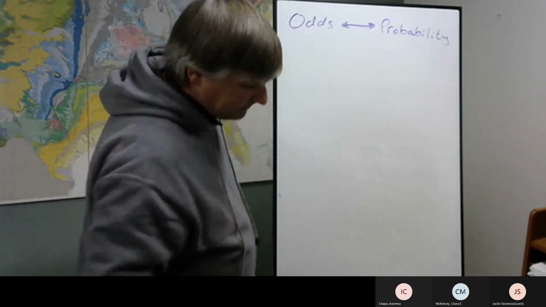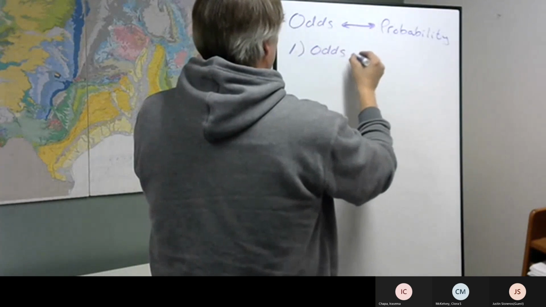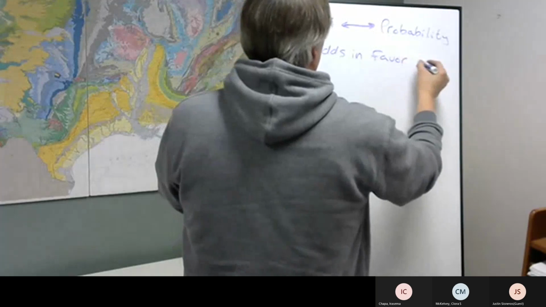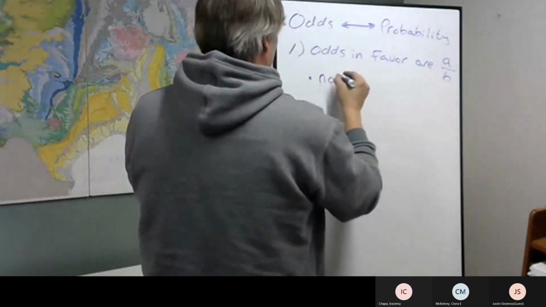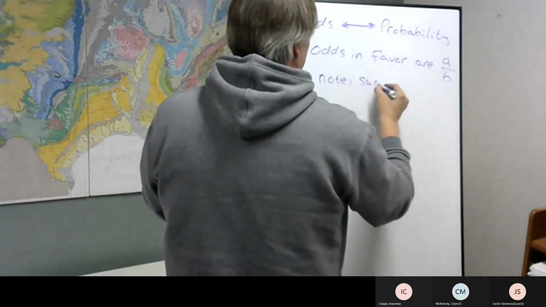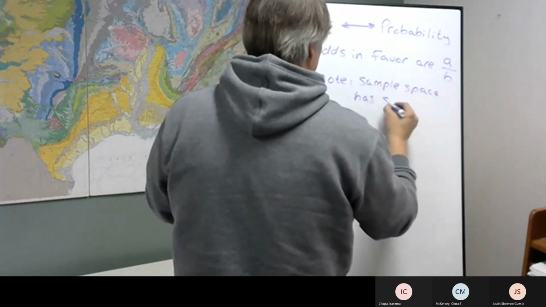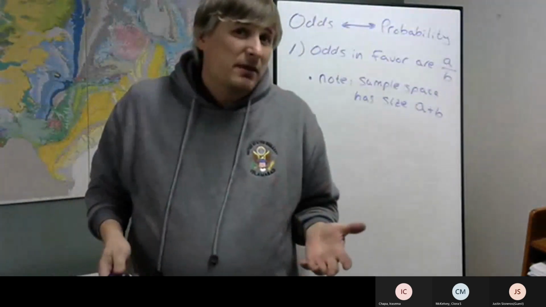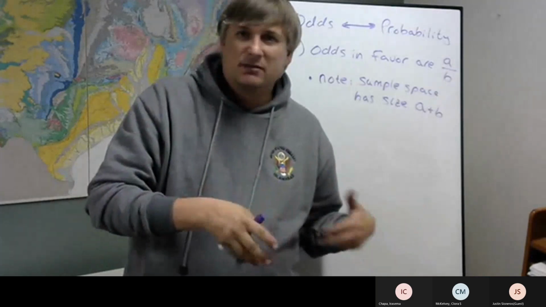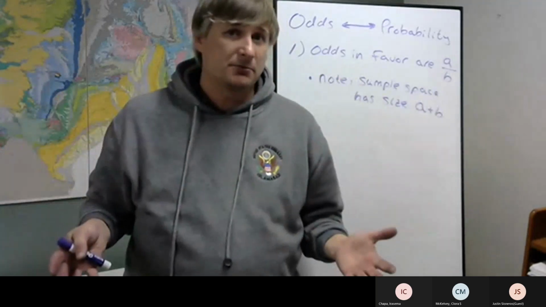So first off, you have the odds in favor are A over B. So note, the sample space has the size A plus B. The way we know that is that if we look at an experiment, there are outcomes we want to see, and then there's the outcomes we didn't want to see. And if we add all those together, that's the total of the outcomes for the sample space.